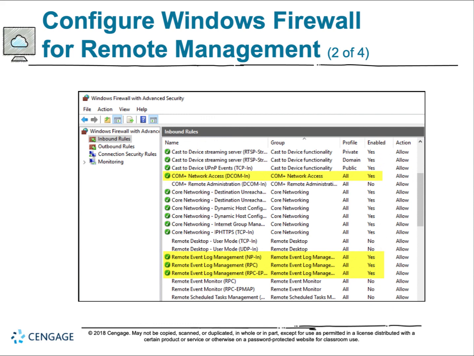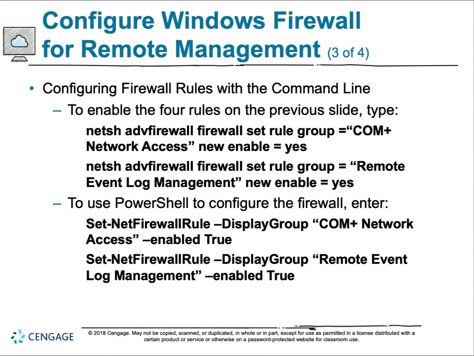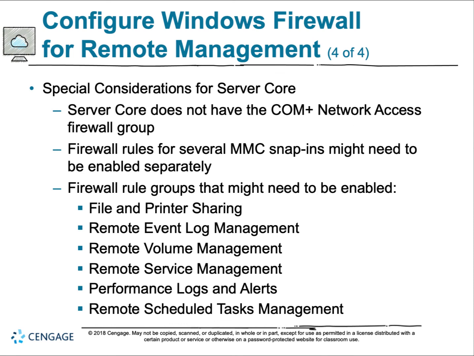You can also configure the firewall inbound rules through use of the command line. So to enable the four rules on the slide that you just saw, you use the netsh with the syntax that you can see over here. For practice, just give it a try on your computers and try to see if you can enable and disable those. Of course, to use the PowerShell to configure the firewall, you're going to use these commands. After you have enabled the firewall rule, you can create a Windows firewall with Advanced Security MMC snap-in on a client computer or another server to manage the server core computer's firewall.